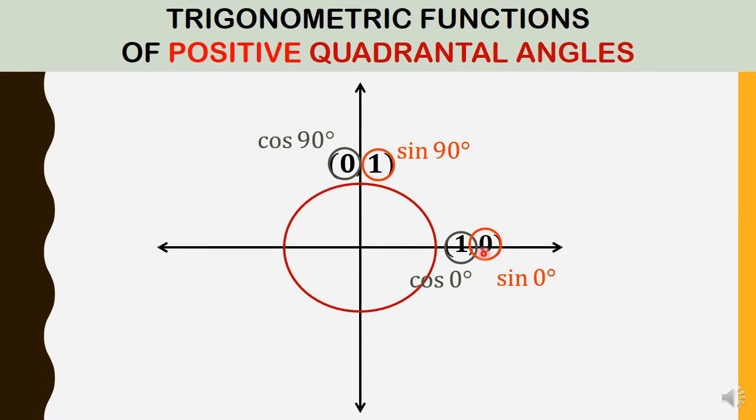Remember, x is associated with cosine and the y is associated with the sine function. Okay, so again, yung 0 degrees tsaka 90 degrees, they are called quadrantal angles because the terminal side, at least one of its terminal sides, yan, coincides with the x or the y axis. Okay? So ayun po. And then let's go to the next quadrantal angle, which is 180 degrees.